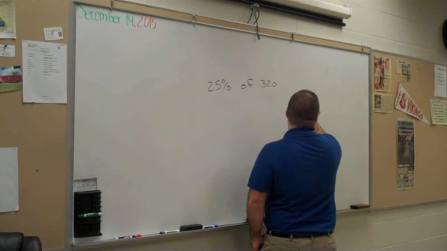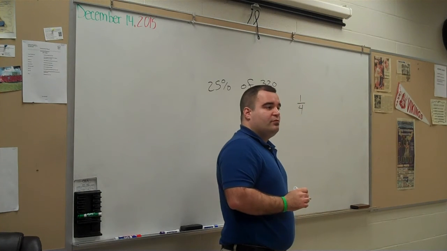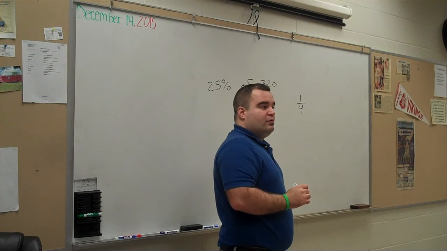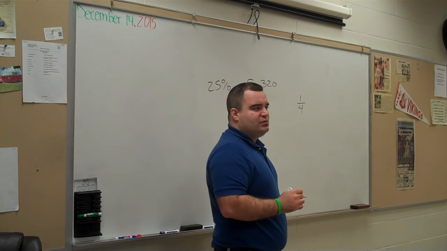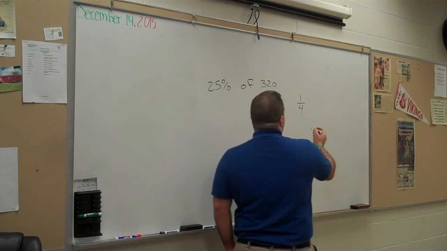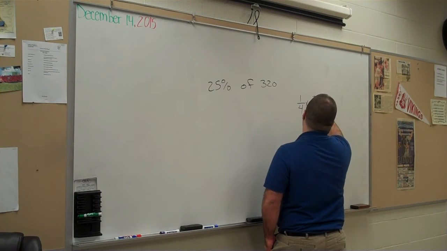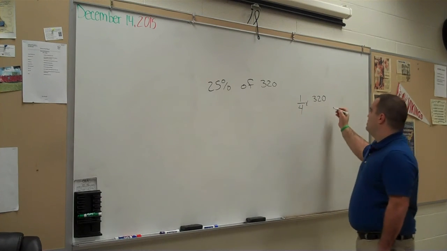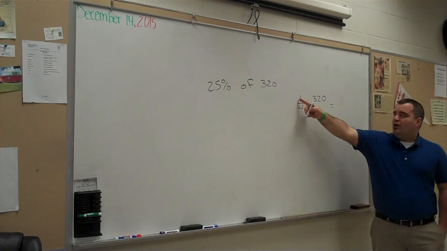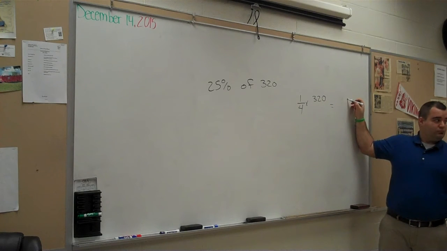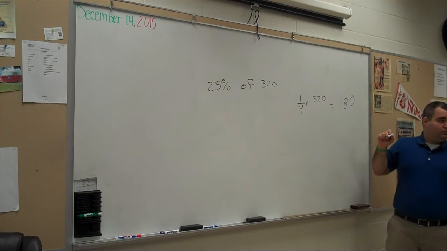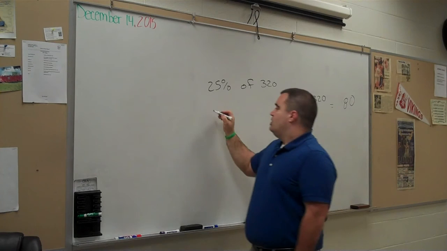25%, isn't that 1/4? Do you want me to say 25 over 100 and then reduce it? 25% is 1/4. 1/4 of 320 would be 1 times 320 divided by 4. That's 80. Right? Yeah.